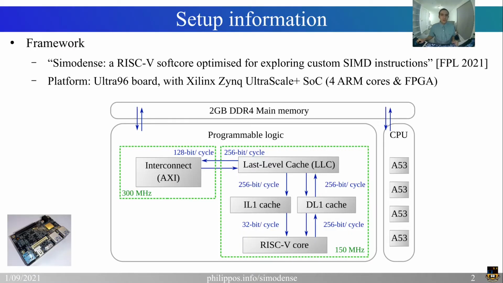For this demo, we will use our softcore called Simodense for developing and evaluating an example SIMD instruction. As shown in the figure, Simodense has a RISC-V core with data and instruction caches at level 1 and a shared last level cache that accesses the entire address space. Our test platform is Ultra96, which also has 4 ARM cores running Linux.